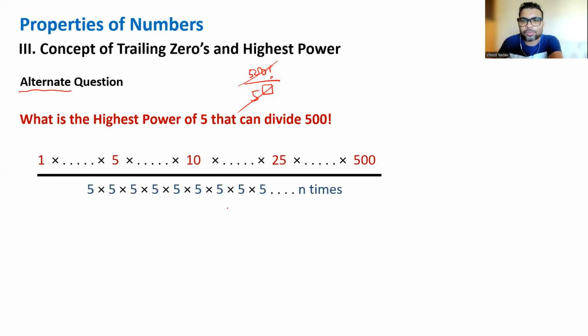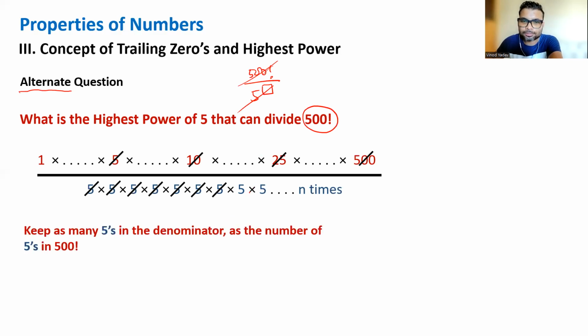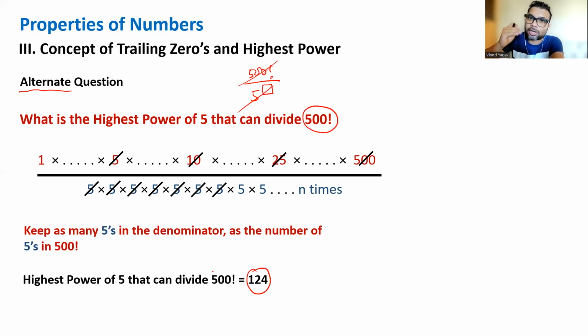Just now we saw, look, everything is cancelling; it should cancel like this. So as many 5s as are in the numerator, there should be as many 5s in the denominator. How many 5s are there in 500 factorial? Just now we saw. So keep as many 5s in the denominator as the number of 5s in 500 factorial. Just now we saw there are 124 5s. Yeah, 500 divided by 5 is 100, 100 divided by 5 is 20, 20 divided by 5 is 4. So there are 124 5s, isn't it?